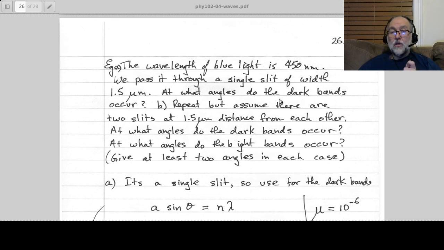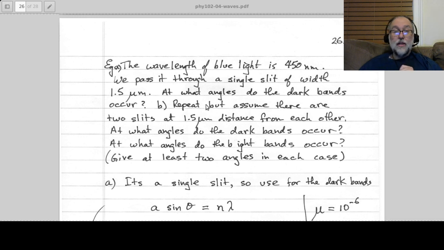At what angles do the dark bands occur? Part B: repeat, but assume we've got two slits. I don't care what the widths are, because for the double slit the width doesn't matter. But the distance between the two slits matters, and that distance is also 1.5 micrometers. At what angles do the dark bands occur, and at what angles do the bright bands occur? It's a bit of a vague problem when you ask how many, so I said just give a couple of angles for each case.